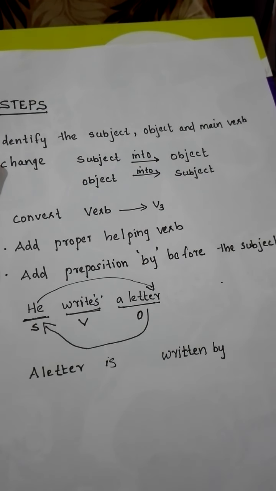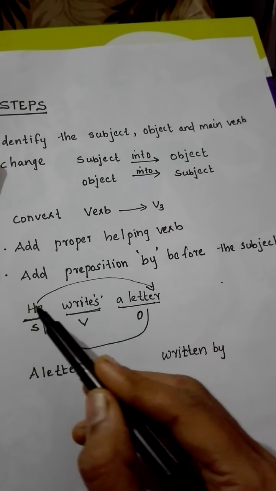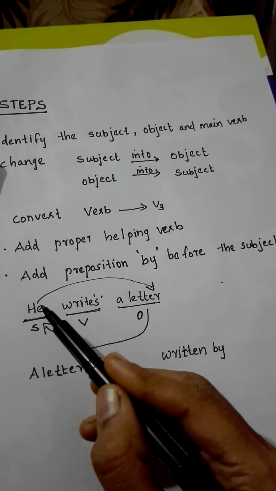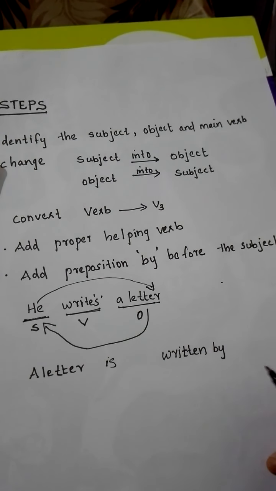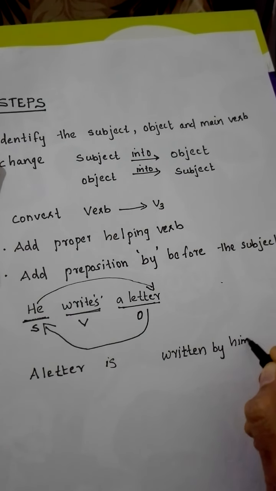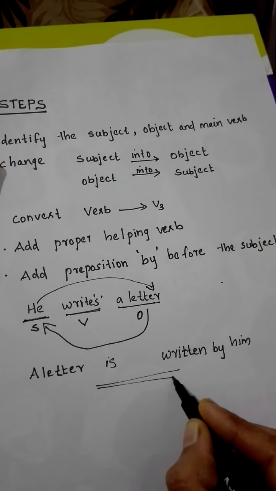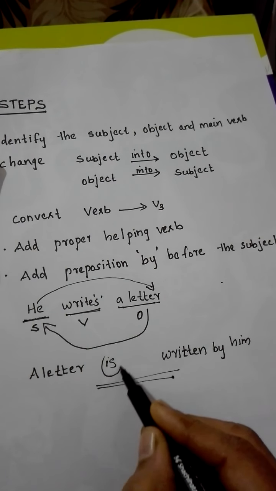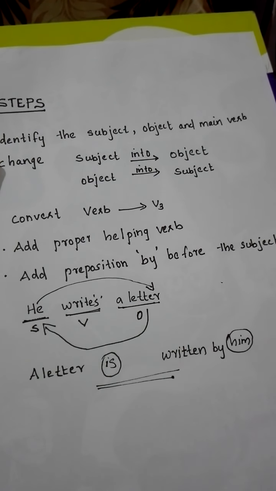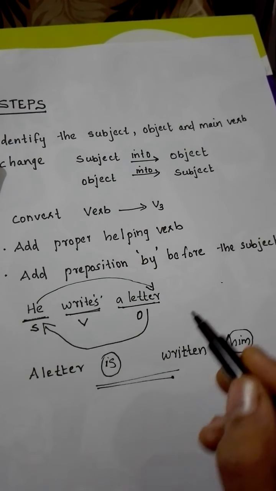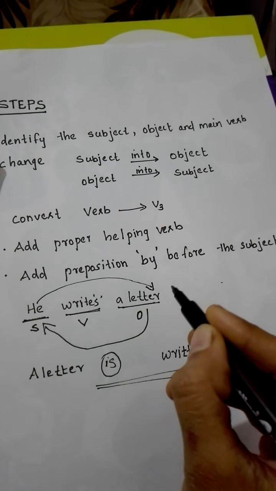Add preposition by. Now we have to change this subject into the object position. What is the subject here? He. So what changes do we have to make in this he? Yes, we have to change this into him. Got it? See, a letter is written by him. This is the subject. Now did you understand how this came and how this him came? Is it clear now? Okay, so we have to decide the helping verb according to the tense in which the sentence is given in the active voice.